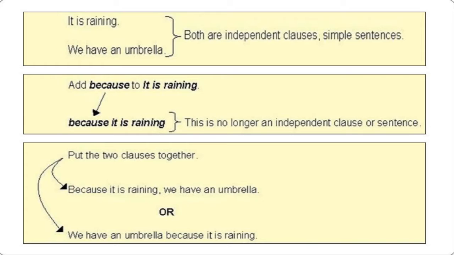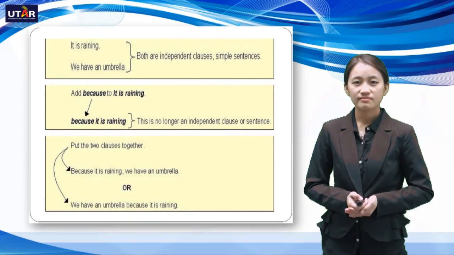So, as I said, a subordinating conjunction may appear at the beginning of a sentence or between two clauses in a sentence. Thank you.